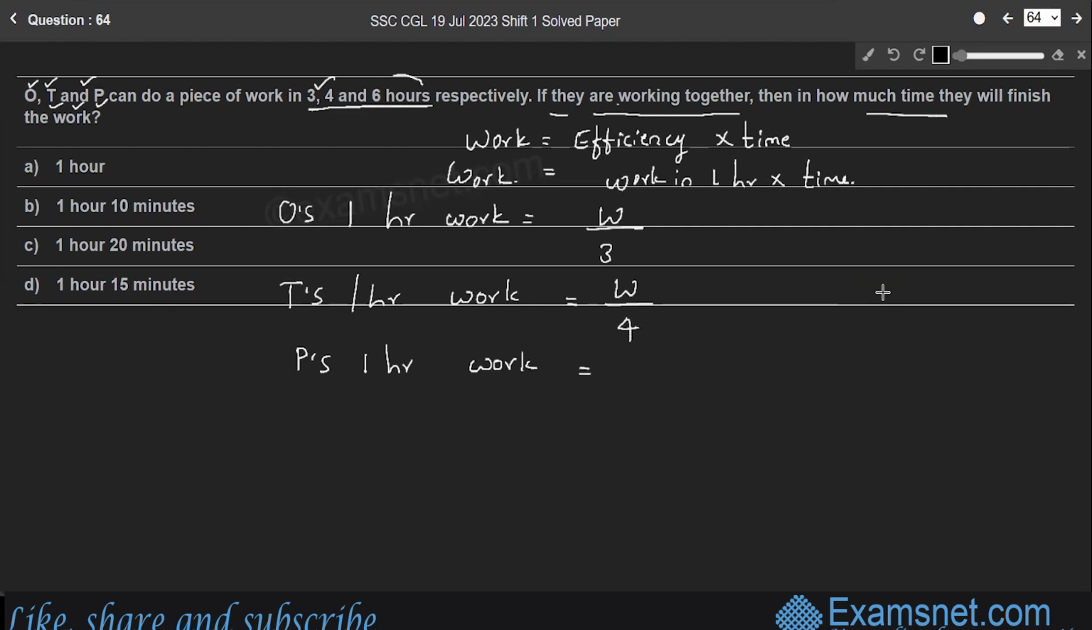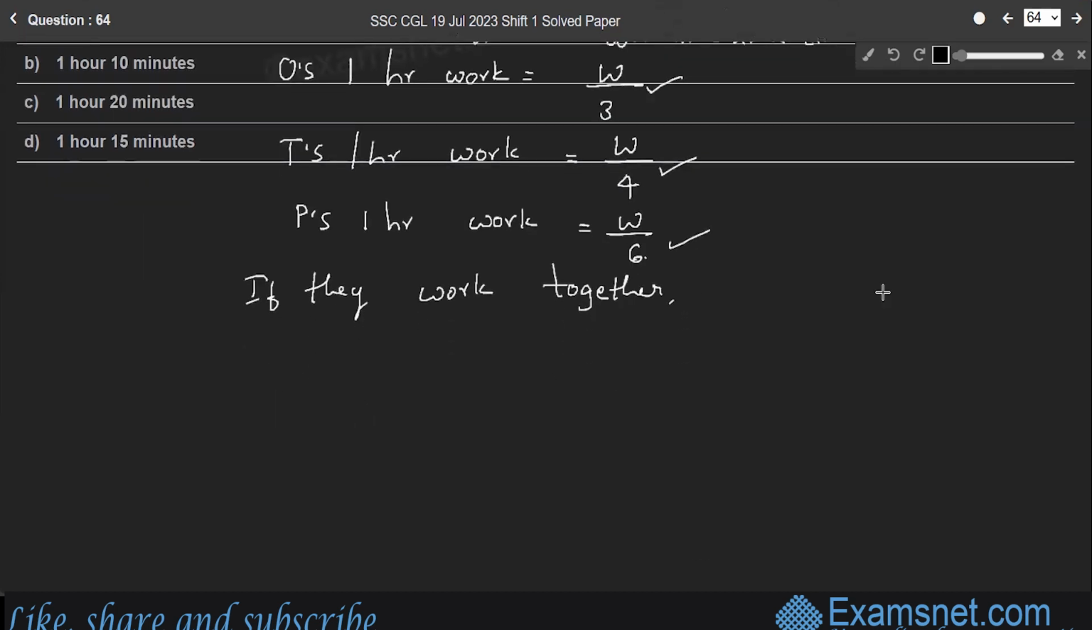P's 1 hour work is W by 6, right? If they start working together, their total work becomes... If they work together, that means we have to add their 1 hour work first. So here W by 3 plus W by 4 plus W by 6, right? If they start working together, we'll find the value of this.